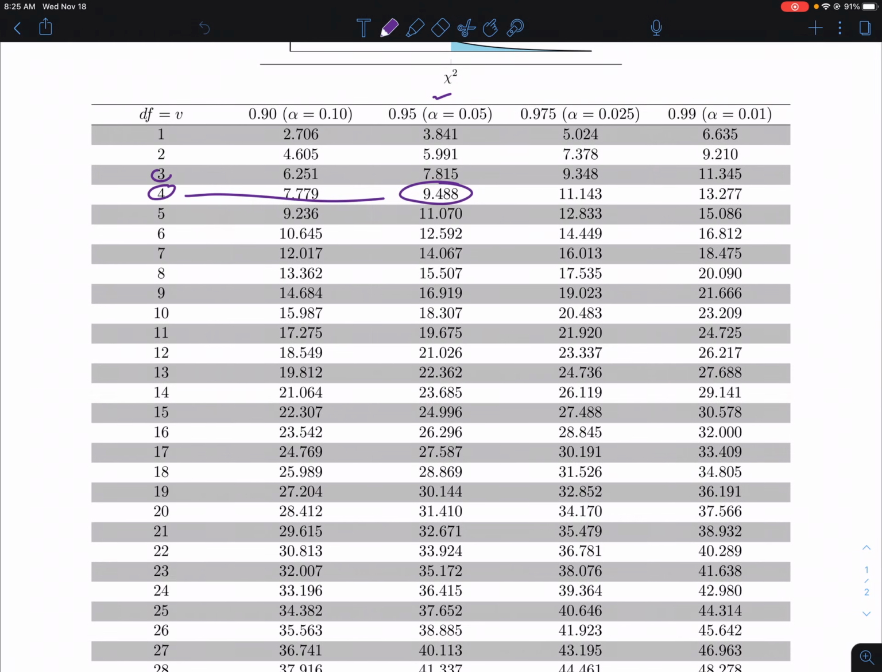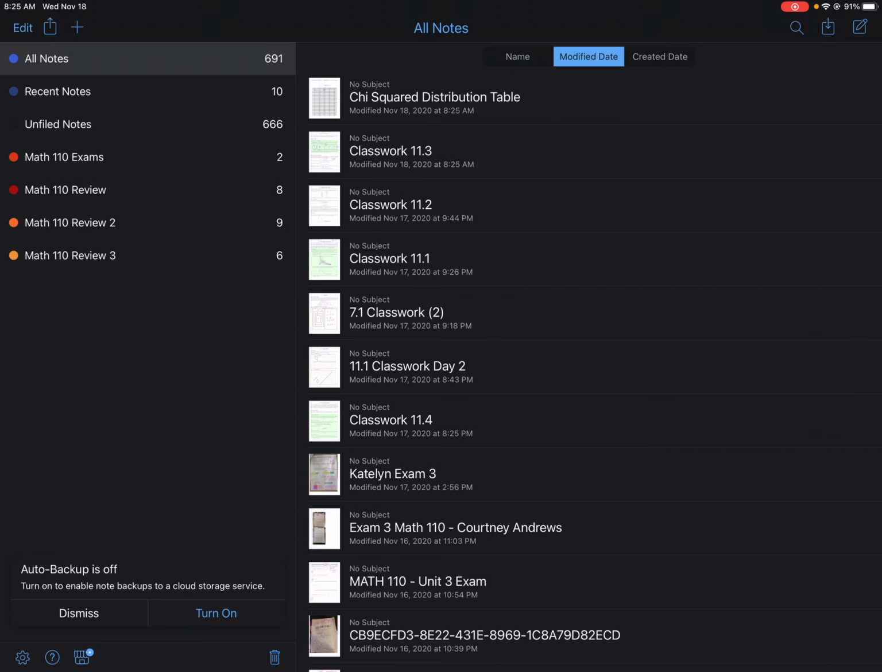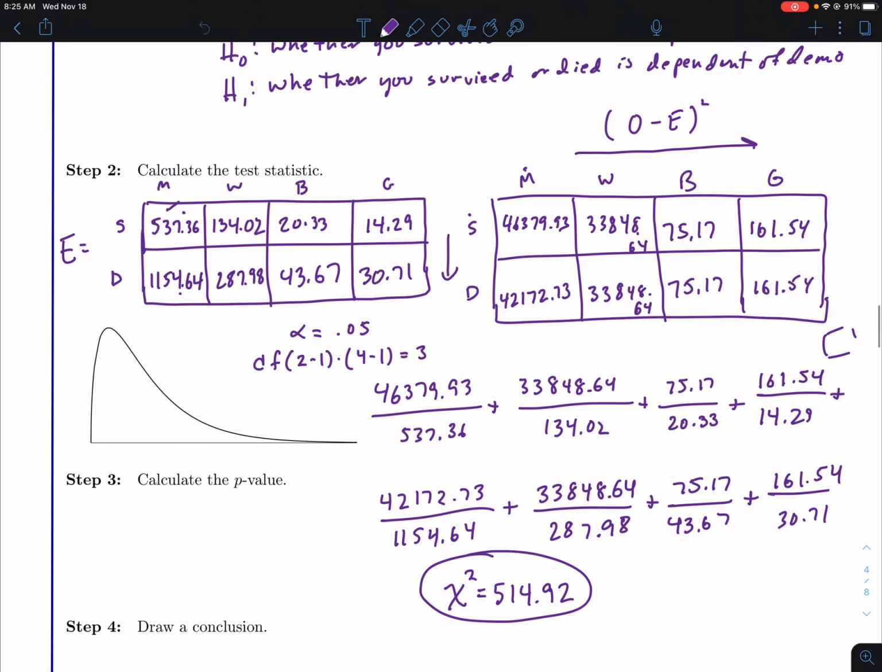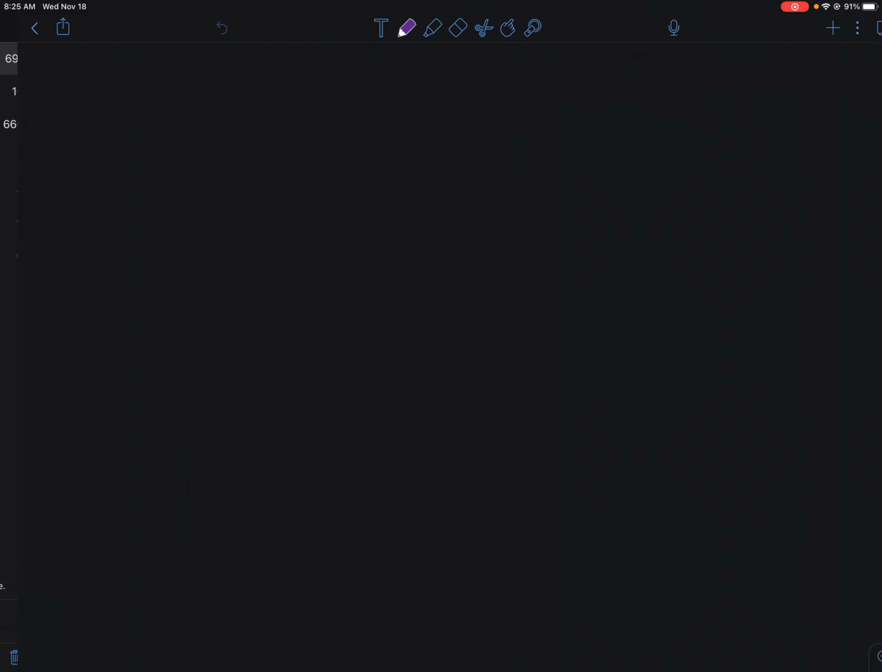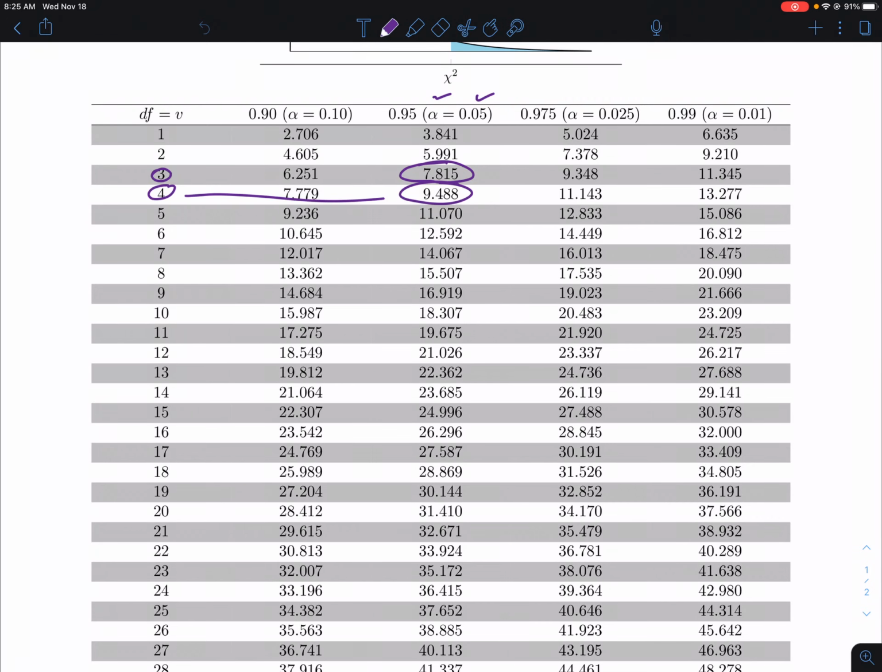So in this case, we had degrees of freedom 3 and an alpha level, so 7.815 is going to be our chi-squared value that we're looking for. So if we go back to our chart here, basically this is our alpha here. And so what was it, 7.85 or something? 7.815.